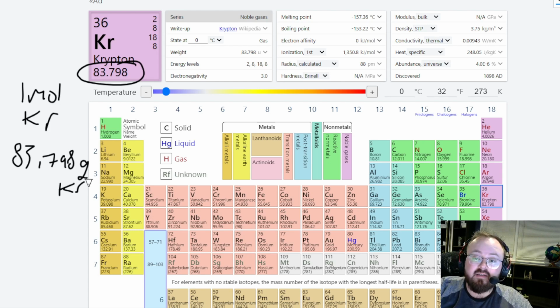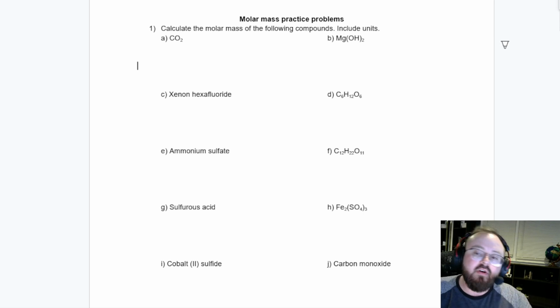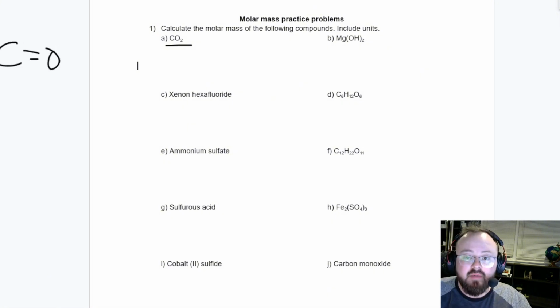But I digress. What is important here is that if we have a compound, we can figure out the molar mass using the atomic mass of every single element that is involved in that compound. Okay? So let's start here with an example. We're going to start with carbon dioxide, which is a pretty simple example. Carbon dioxide has 1 atom of carbon and 2 atoms of oxygen. It looks a little bit something like that.